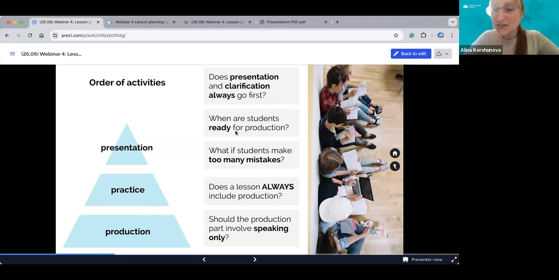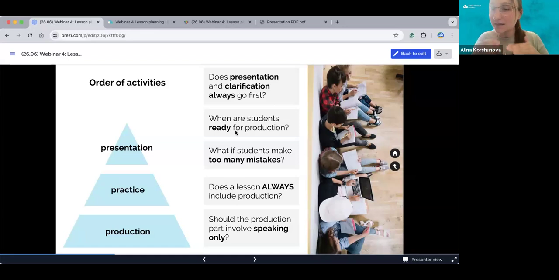So the next question: when are students ready for the production? New teachers think that production is like a must. So we always should give a production task for our students when we teach vocabulary or grammar. So we should give our students a chance to speak or to write using the target language. Again, it should not be a rule. There is a tiny exception to this rule.